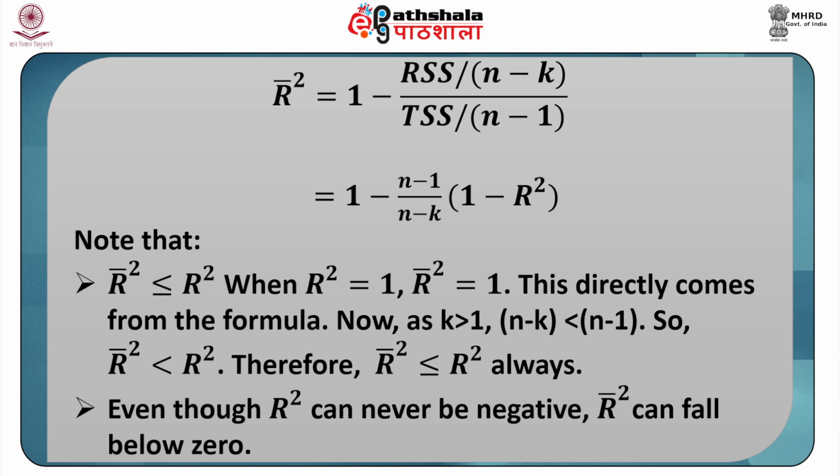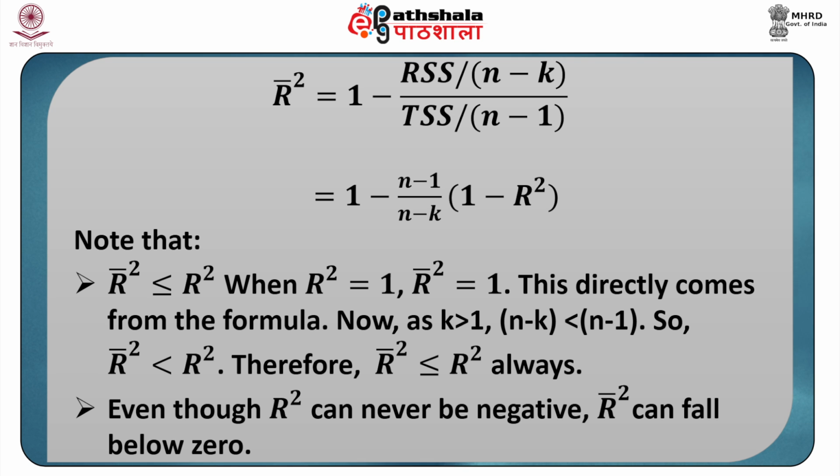(1 minus R square). Please note that, number 1, R bar square is less than or equal to R square, with equality when R square is equal to 1 and R bar square is equal to 1. This directly comes from the formula. Now, as k is greater than 1, n minus k is less than n minus 1, so R bar square is less than R square. Therefore, R bar square is less than or equal to R square always.